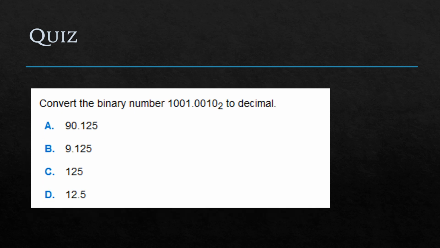Then convert the binary number 1001.0010 to decimal. Here we have a binary number with an integer part as well as a fractional part. For the integer part, the positional weight should start from 2 power 0, then 2 power 1 towards the left. And for the fractional part, 2 raised to minus 1, 2 raised to minus 2, and so on. Using that method, we can convert the binary number to decimal.